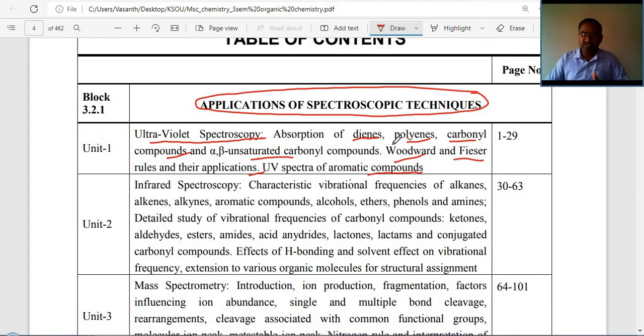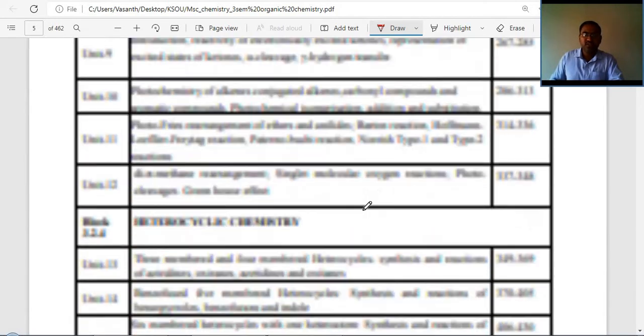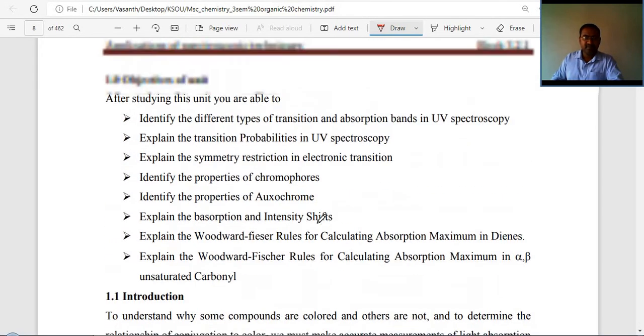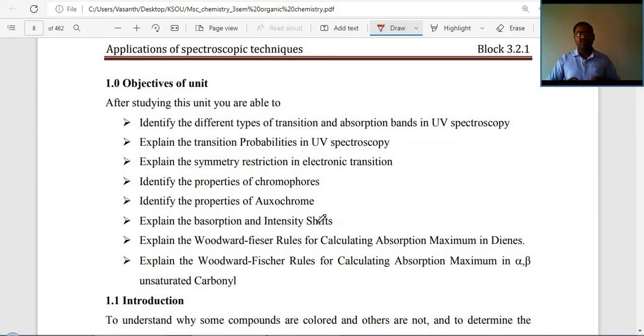In this module or in these videos, we are going to learn the concept of UV visible spectroscopy. In this unit, the list of the objectives: identify the different types of transition and absorption bands in UV spectroscopy, explain the transition probabilities in UV spectroscopy, and explain the symmetry restrictions in electronic transitions.